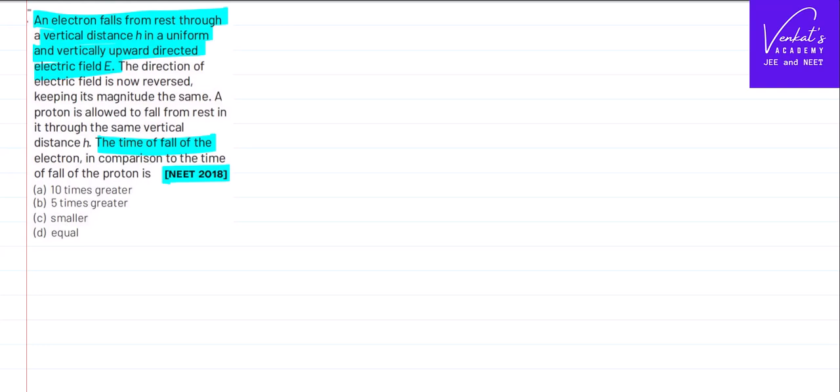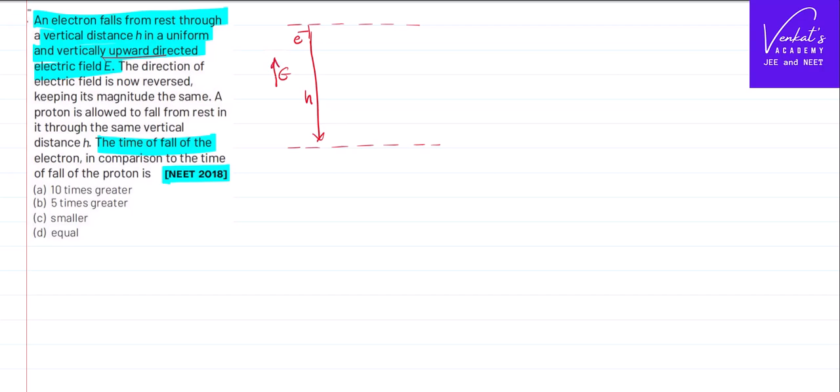So, let us consider an electron falling a vertical distance. Let that vertical distance that it is falling be h. Who is falling? An electron is falling. How is the electric field? The electric field is uniformly vertically upward.